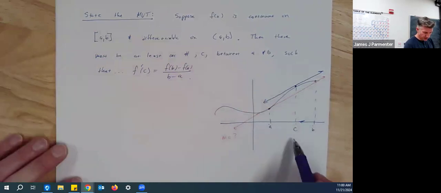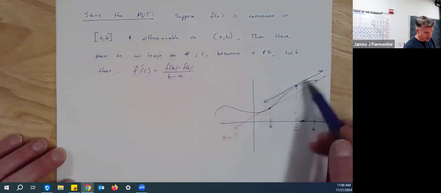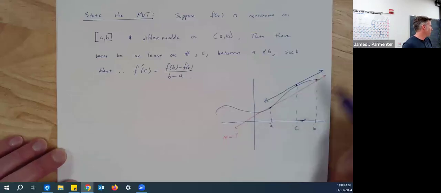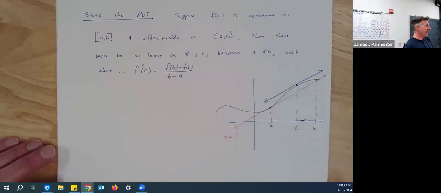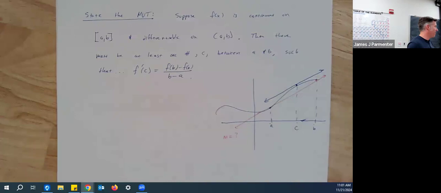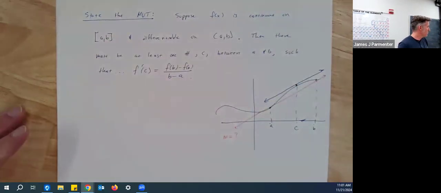But there's some point where the instantaneous rate of change is equal to the average rate of change. And that point has to be between your endpoints. Right? I can't say I averaged 50 miles an hour 3 hours after I was done doing my trip of 2 hours. That doesn't make sense as far as the problems. Questions about this?